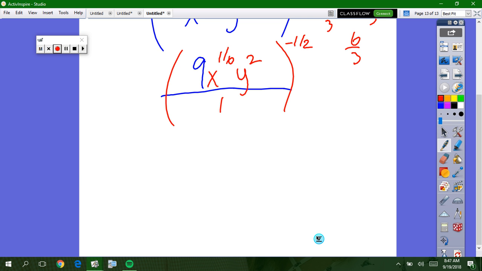Okay. Now I'm at my power to a power rule, right? What's my power on 1 even though he's not there? 1. So I have 1 times negative a half. That's 9 to the negative a half. Or x to the what? Negative a 12th. Everybody see where I got negative a 12th at?